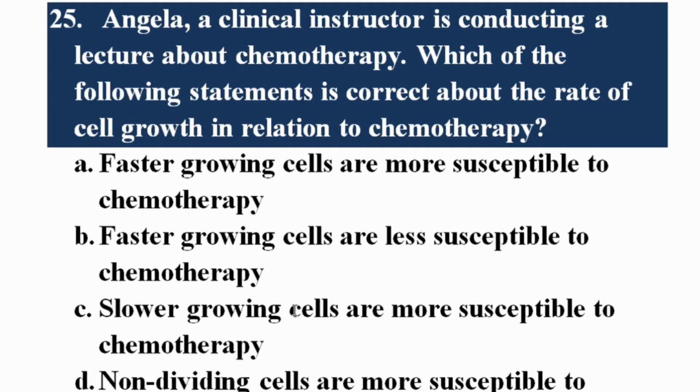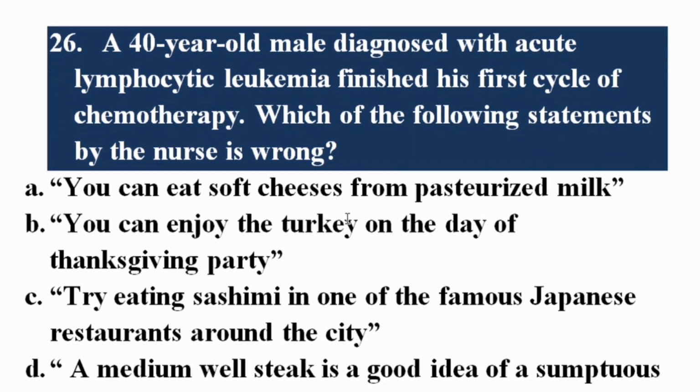Angela, our clinical instructor, is conducting a lecture about chemotherapy. Which of the following statements is correct about the rate of cell growth in relation to chemotherapy? The right option is alpha. Faster growing cells are more susceptible to chemotherapy. A 40-year-old male diagnosed with acute lymphocytic leukemia finished his first cycle of chemotherapy. Which of the following statements by the nurse is wrong? The right option is Charlie. Try eating sashimi at one of the famous Japanese restaurants around the city.